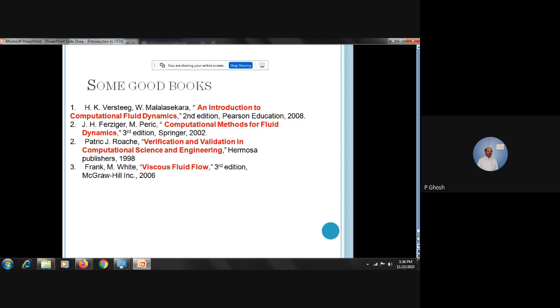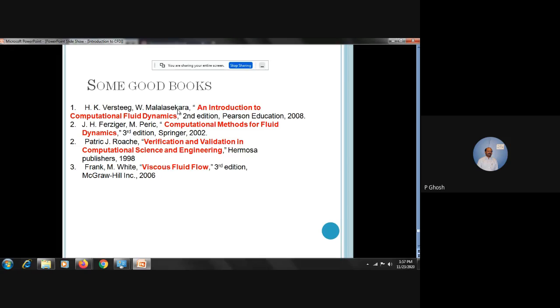I have some suggested reading. H.K. Versteeg, An Introduction to Computational Fluid Dynamics; Fraser and Peric, Verification and Validation of Computational Science; or F.M. White, Viscous Flow. If you study this book, you will be able to use any CFD software which is written in the finite volume method only.